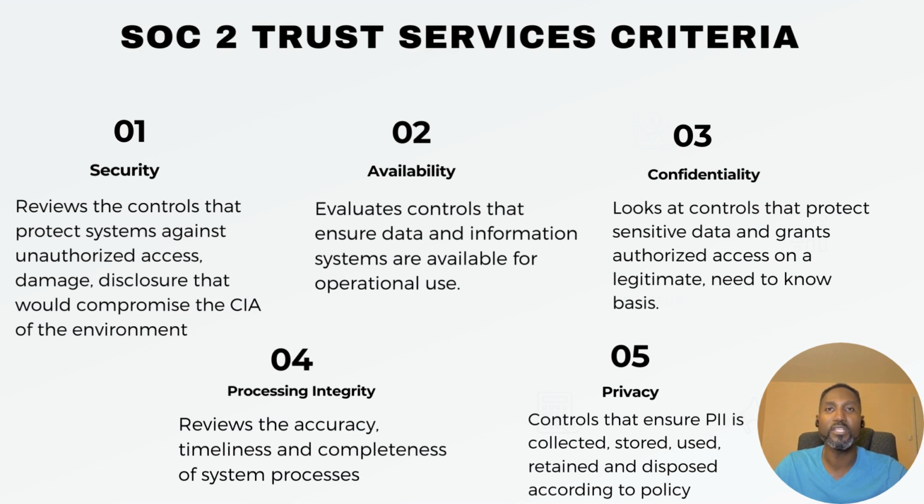And the fifth and last one is privacy. These controls ensure that personally identifiable information, or PII, is collected, stored, used, retained, and disposed of in the proper way. Now, the privacy criteria is a very big one, and organizations have to make sure that they really need to use this trust service criteria, because it might increase your budget and it will take a lot more work than if you didn't have to use it.